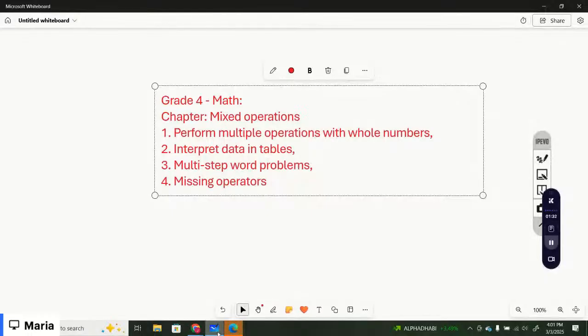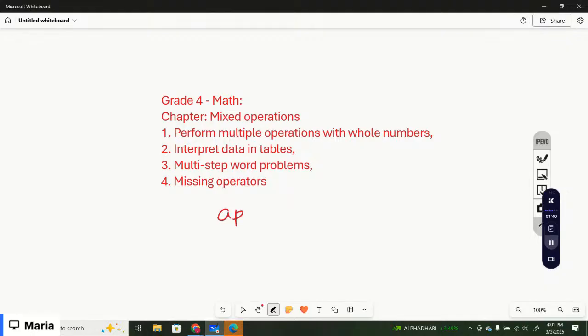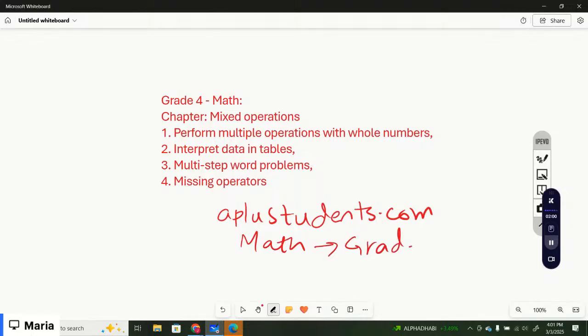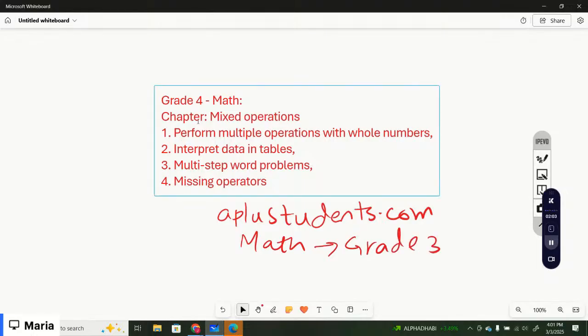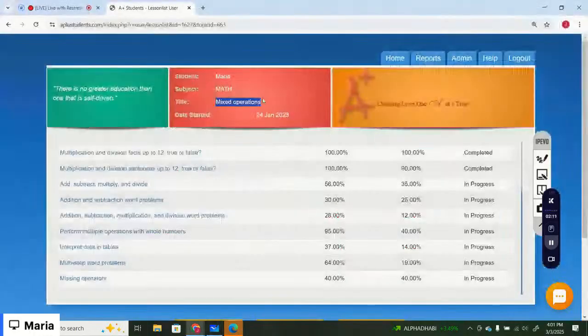We are here for grade 3 math. You can find all the lessons on aplusstudents.com. You have to log in there using your email address and password as provided by the administrator. Then you have to select math from the subject tab. Scroll down to grade 3 math, and then click on view all lessons.